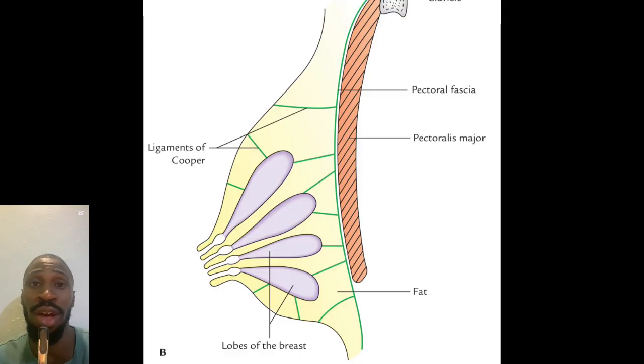Also, the next one is the fat. The fibrofatty tissue forms the bulk of the breast, so it is scattered all around the breast except in the area of the nipple and the areola. So the fatty tissue is not present around the nipple and the areola, but it is scattered all around the breast, giving it its bulkiness or its fullness.